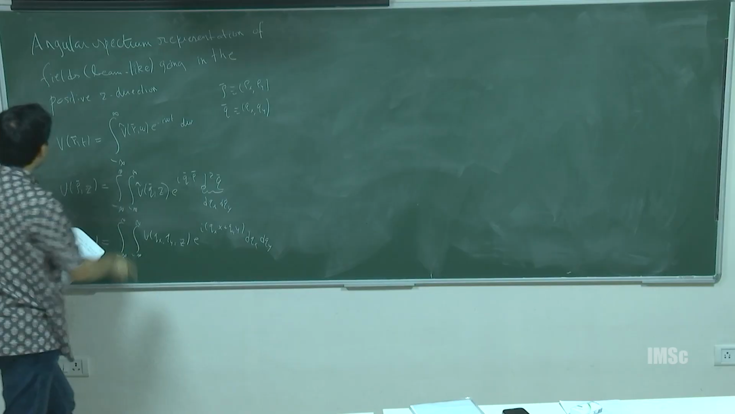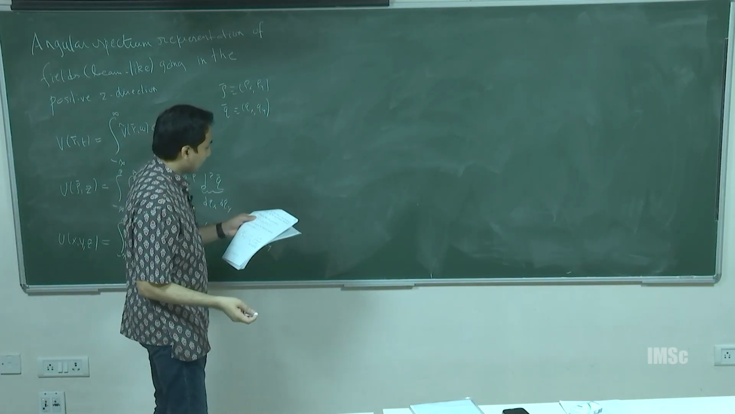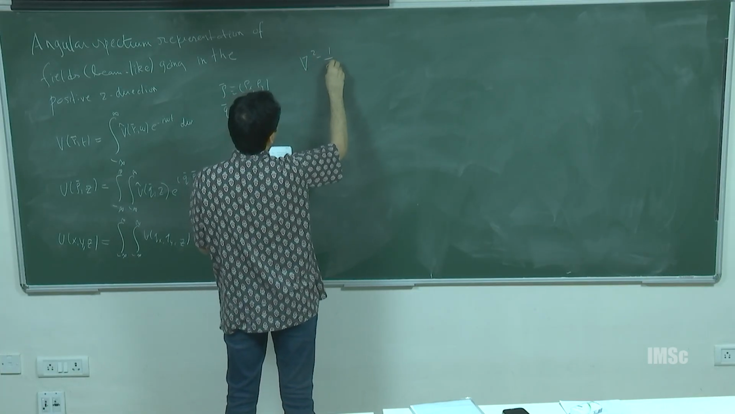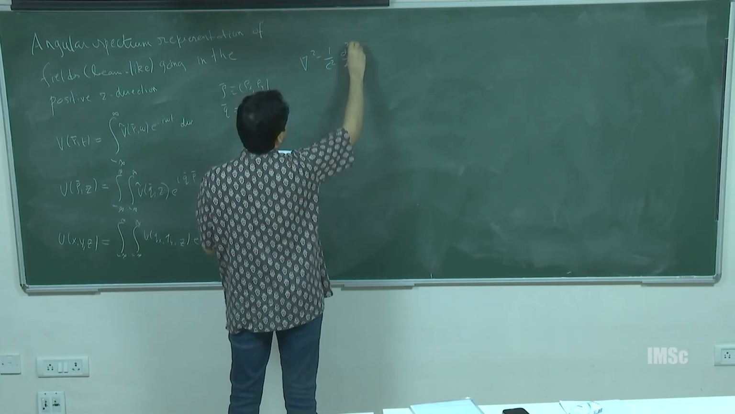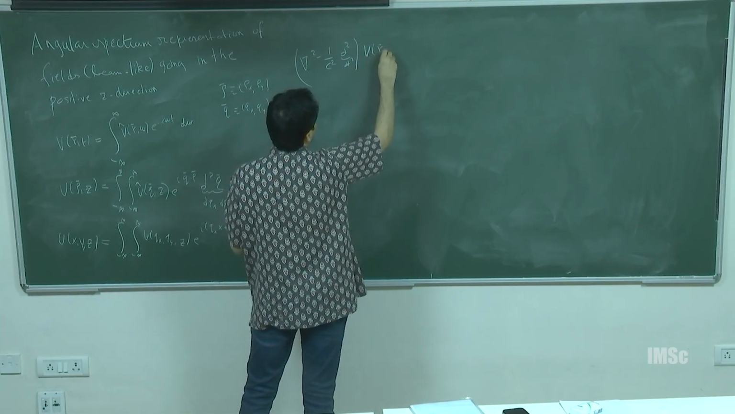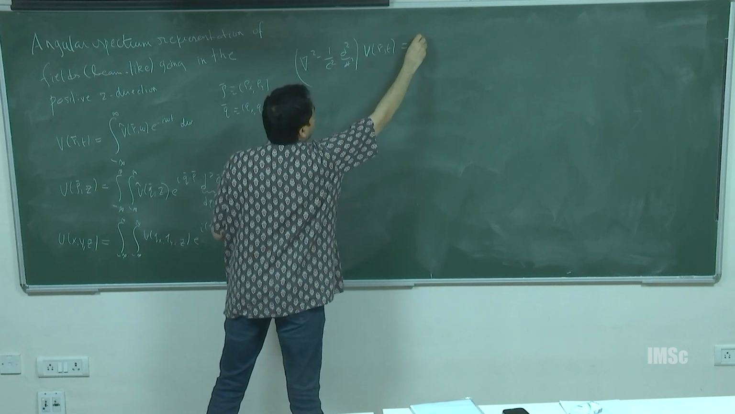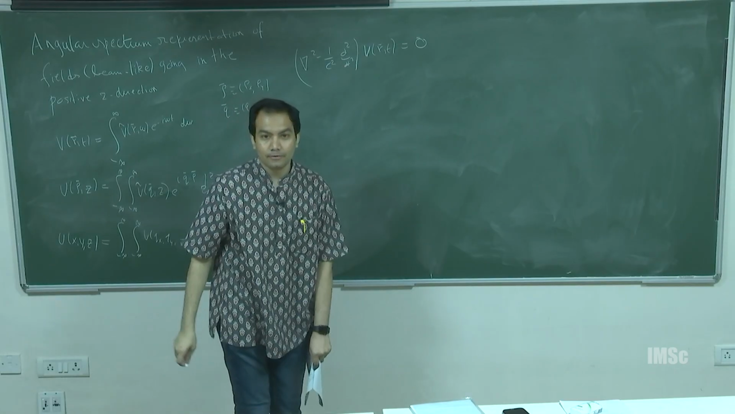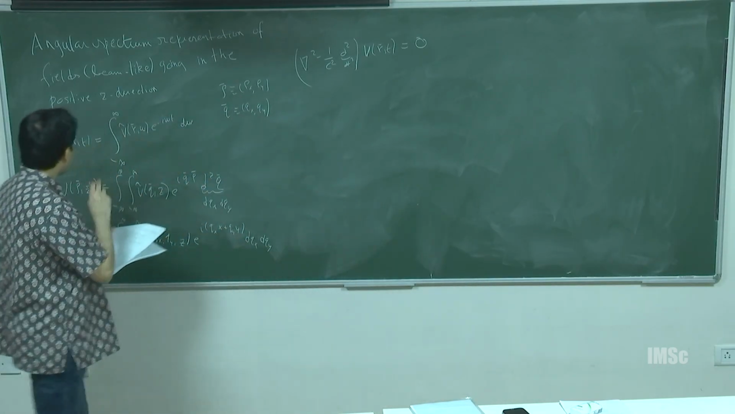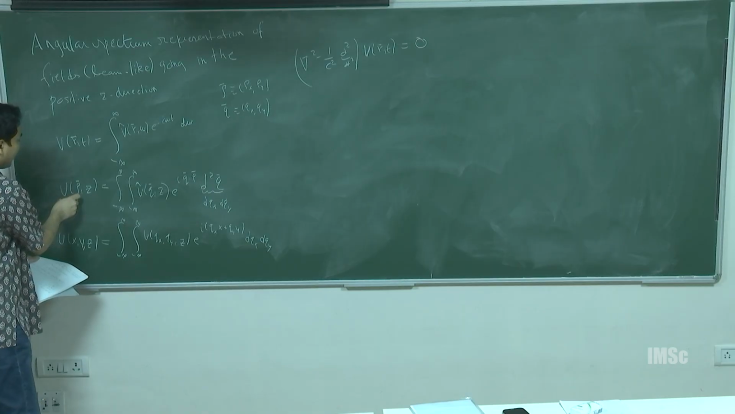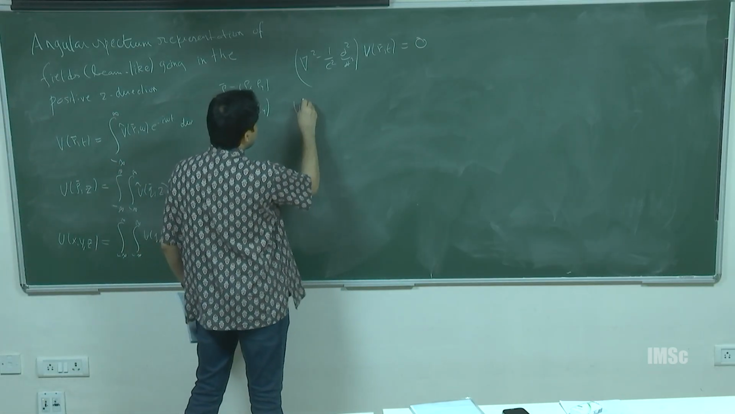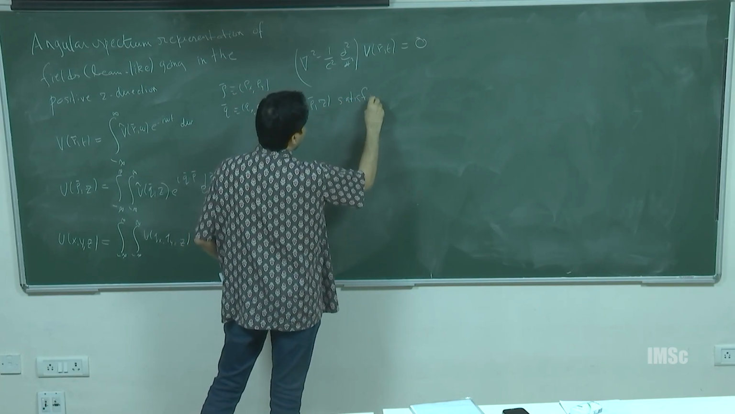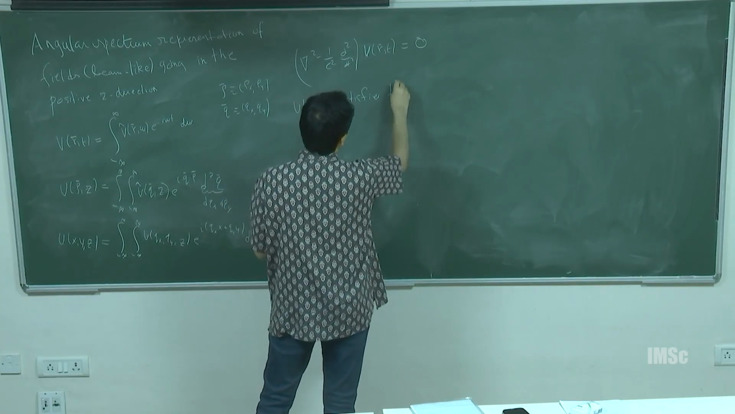Now the field V of r, t satisfies Maxwell's wave equation. This is well known because any optical field will satisfy the wave equation, right? Now u of rho z, this part, satisfies what is known as the Helmholtz equation.